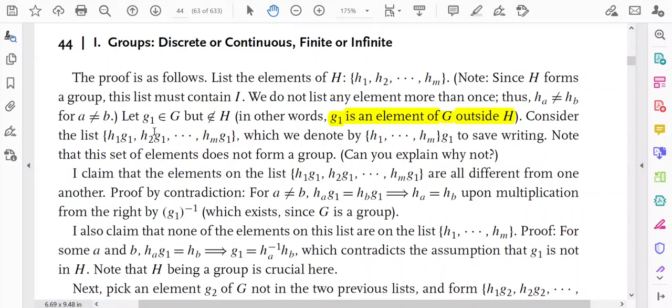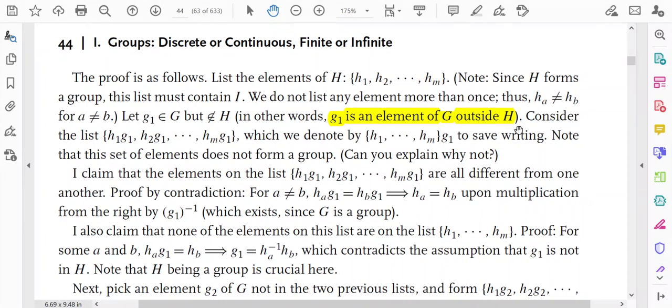We assume that small g1 is an element of capital G. This symbol means belongs to. So g1 belongs to capital G. But this symbol means does not belong to, so g1 does not belong to capital H. So g1 is an element of the group G, but it is not contained in the group H. In other words, g1 is an element of capital G outside capital H.